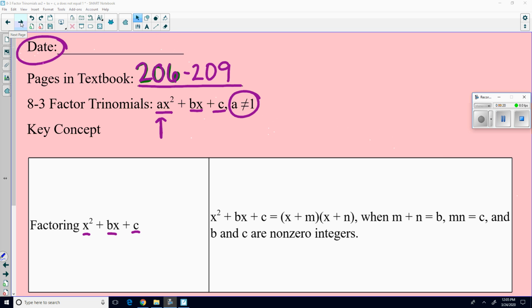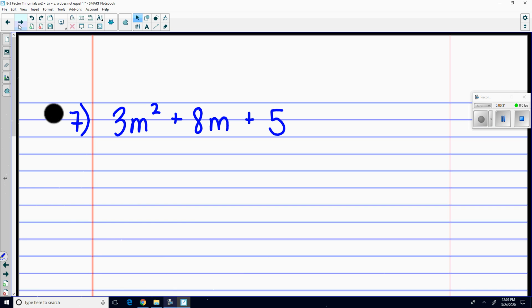Alright, so a reminder from yesterday: we want to multiply to AC, add to B, replace the middle term, and pull out the greatest common monomial factors. So here we go. A couple of problems for you today.